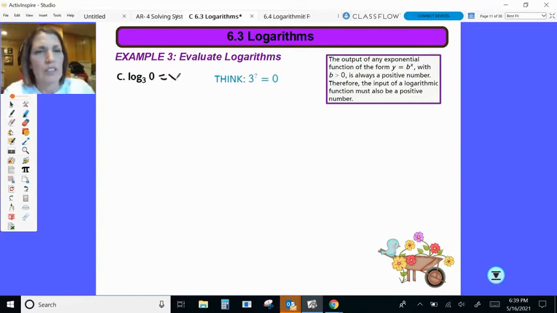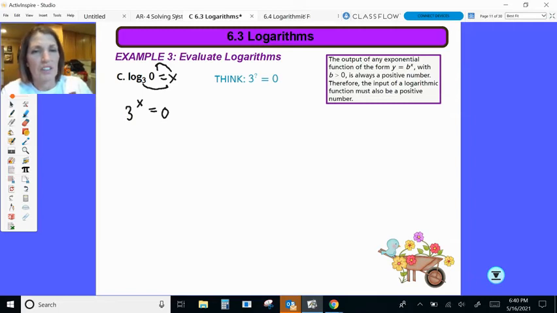So again, what does this equal? I have 3 to the x power, that's my exponent, is equal to what result? 0. Well, this base here is 3. I can't get this base to be the same, right? So this is 3 to what power equals 0? Nothing. It's undefined.